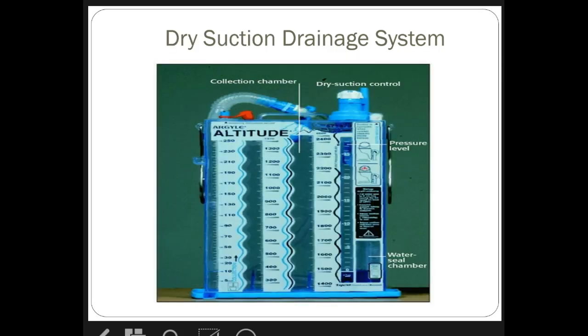With the dry suction, again, there is no real water seal chamber. You have an indicator, and you do the dial. Some of these are different. The dial on some of them, when you look at the Pleurovac system, is orange, and you dial it up on the front of the container. Still, the other chambers are the same, including your collection chamber for you to be looking at with the patient.